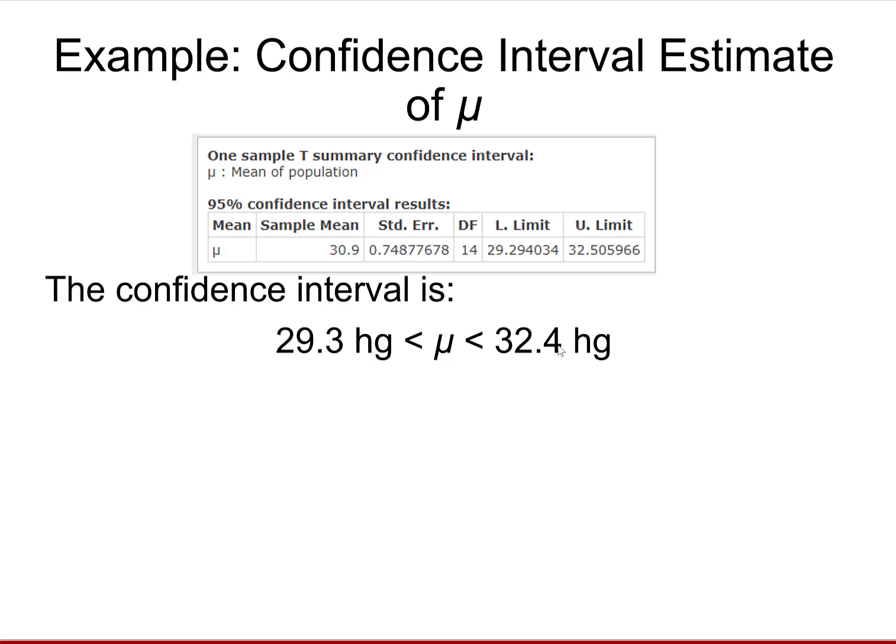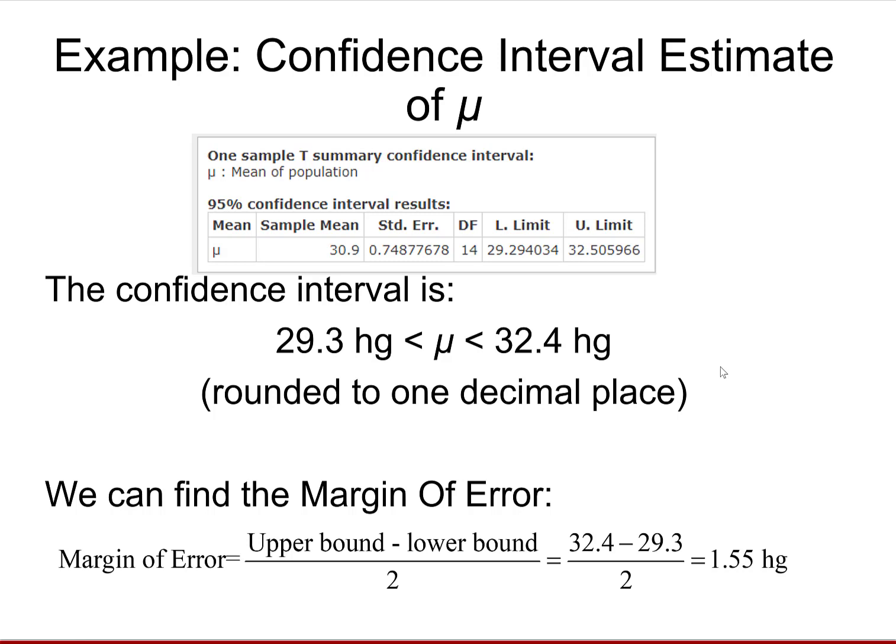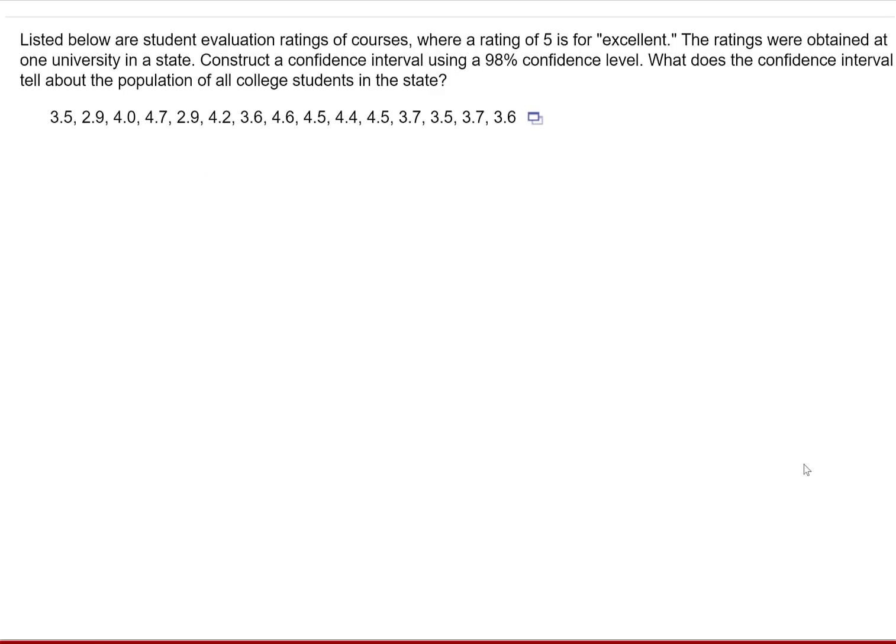Well, it should be 0.5, sorry, it says 0.4 there. It should be 0.5. And the margin of error is going to be, this should be 32.5, I apologize. It might come out a little tiny bit different. Let me just check real quick. It should be 1.6 instead of 1.55. There's your margin of error.